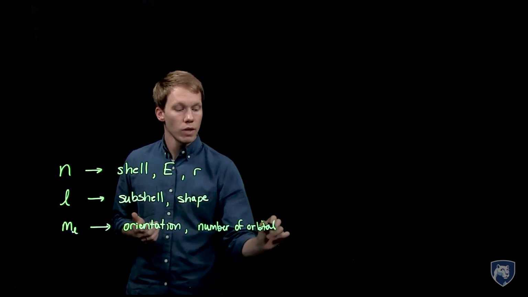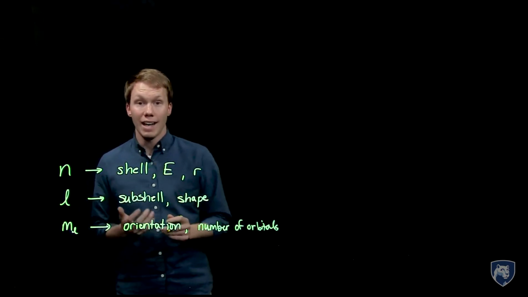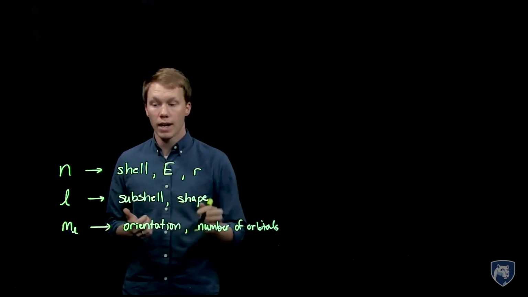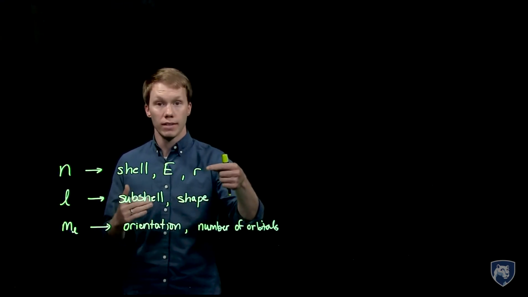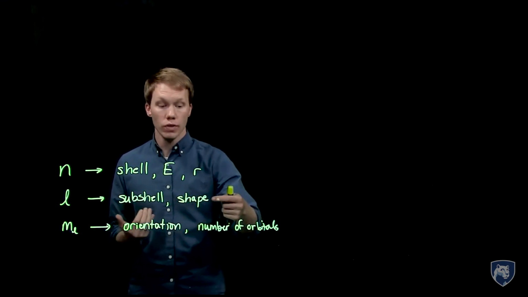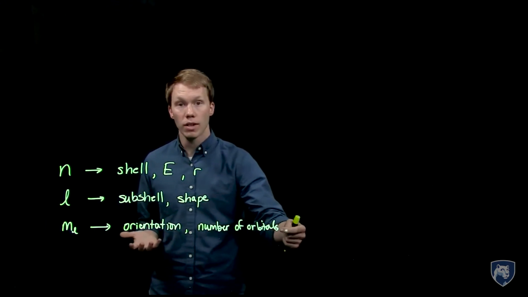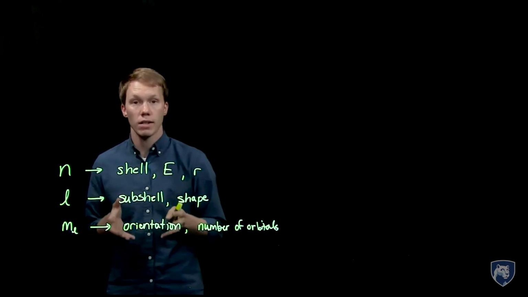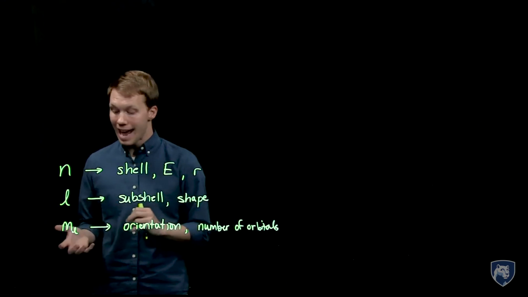Okay, and we were using an analogy of an address where n would be the city, L would be the street, and m sub L would be the house number. So we know exactly where this electron would reside in the atom.